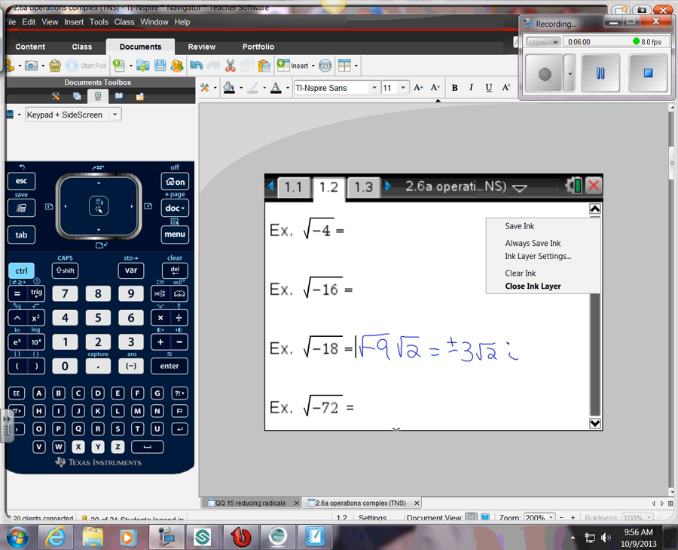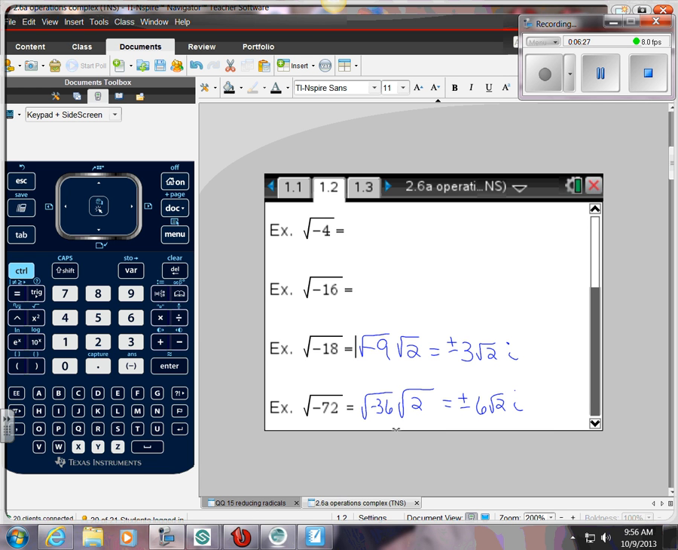Ready? Let's break down 72. Negative 36 and 2. Okay, so what'd you get? How do we do? It's not bad, right? As long as you know how to reduce the radicals, you know that if you have a negative in there, you can take that out, and it gives you that value of i.